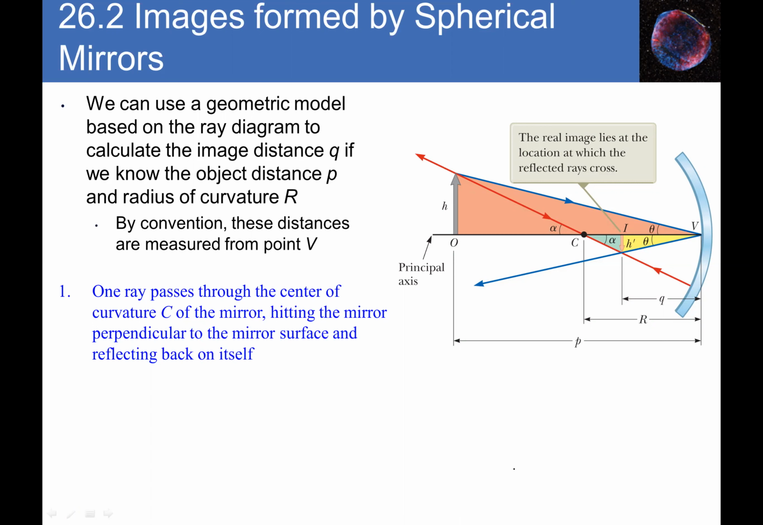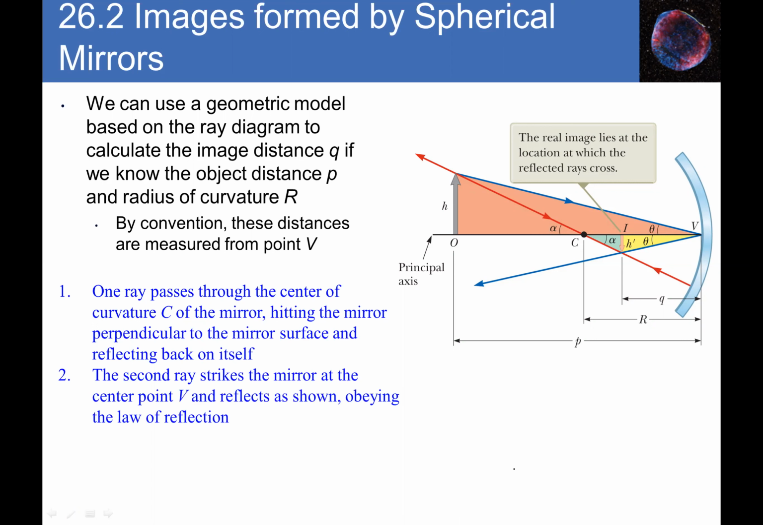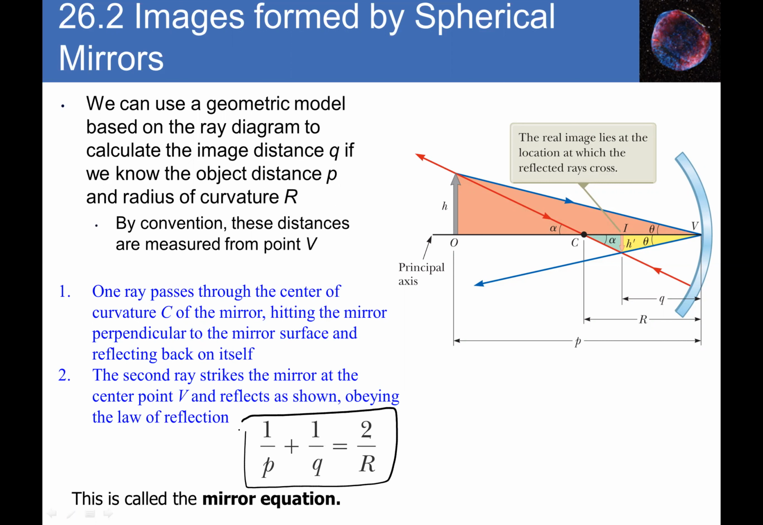So, kind of review that. The second ray strikes the mirror at the center point, obeying the law of reflection. Mathematically, those things are related to one another with this equation, known as the mirror equation, which means 1 divided by the object distance p plus 1 over the image distance q equals 2 over the radius r, okay?